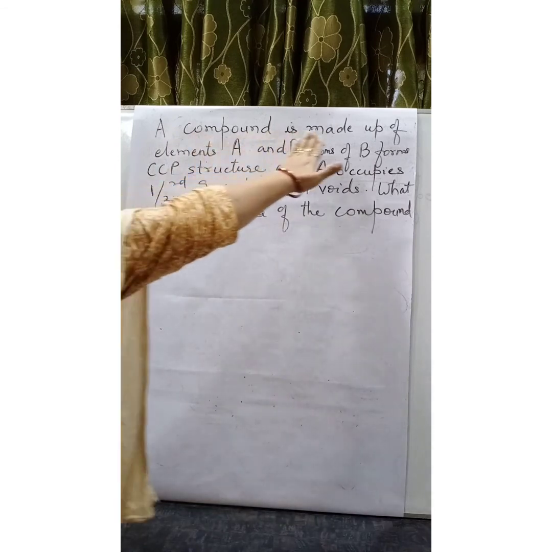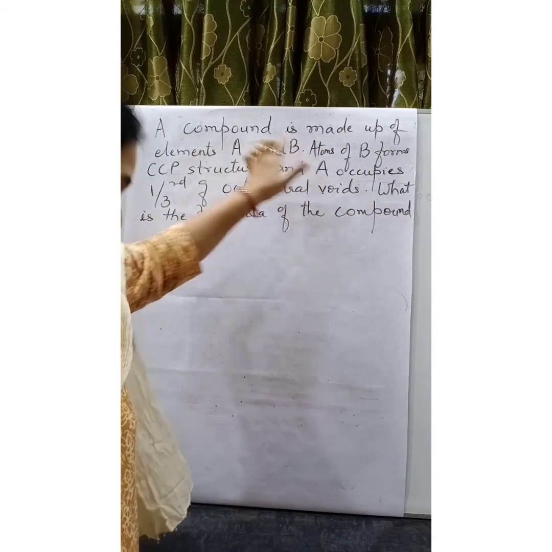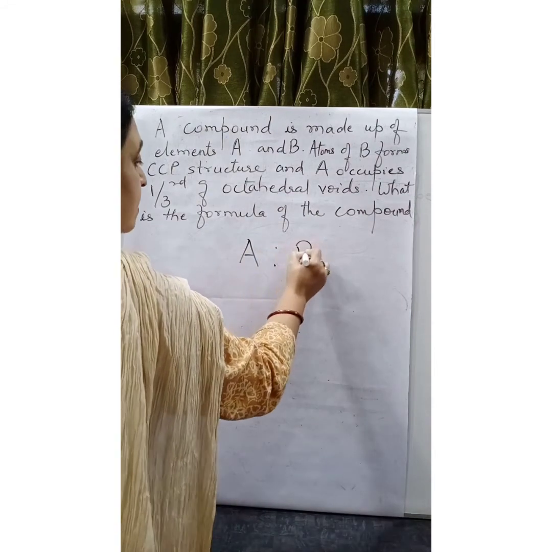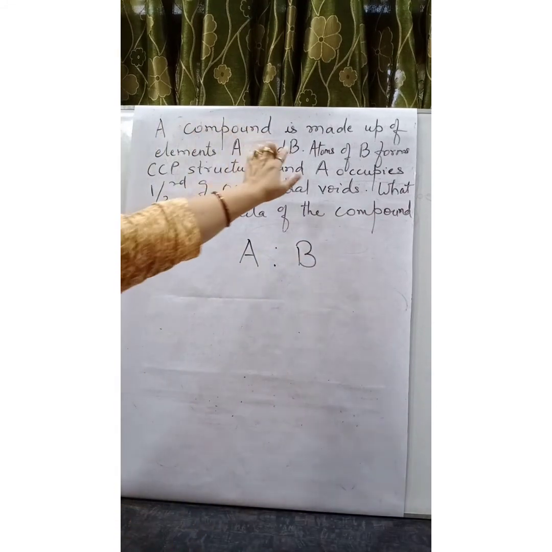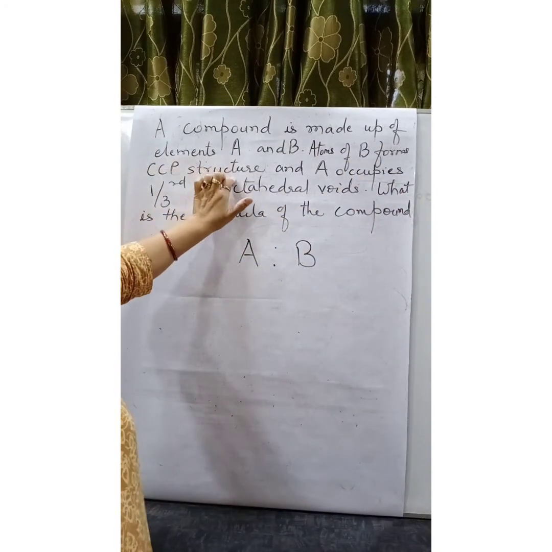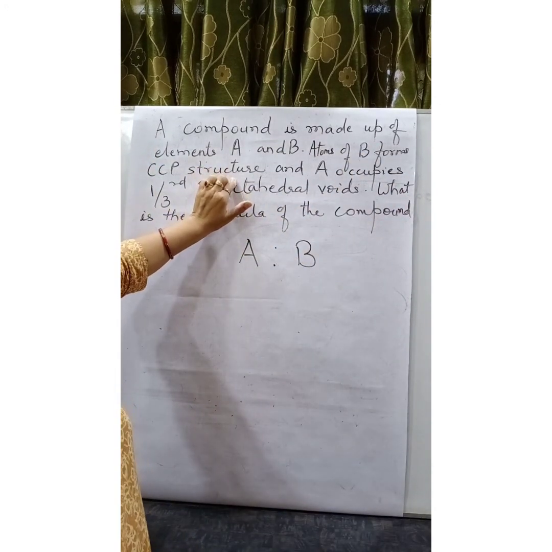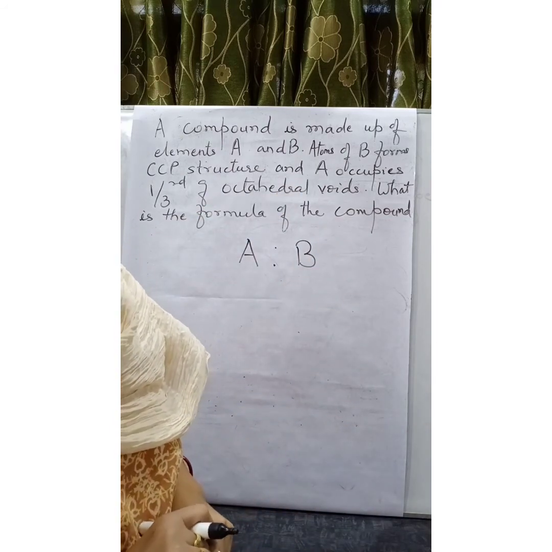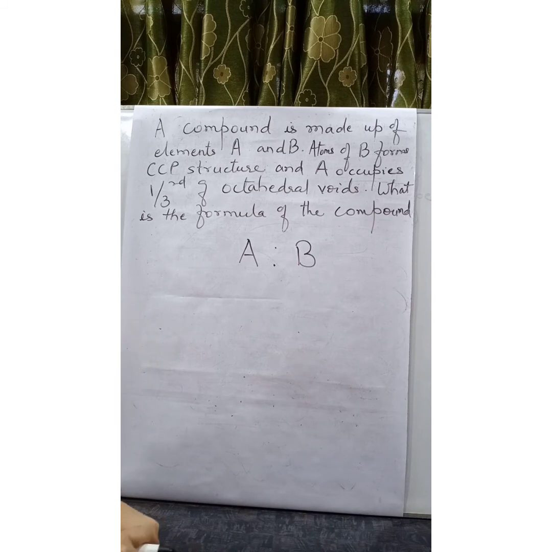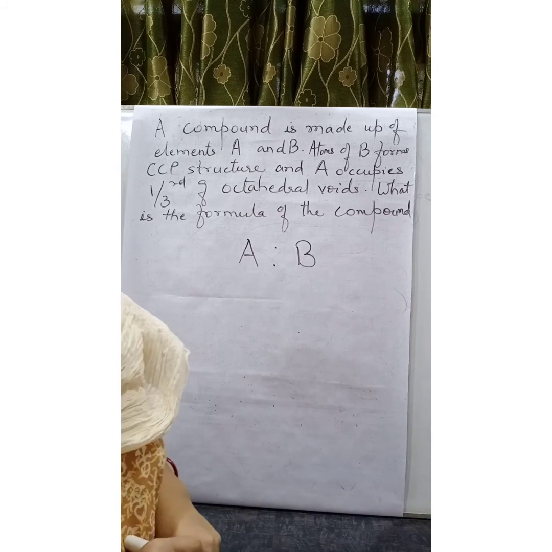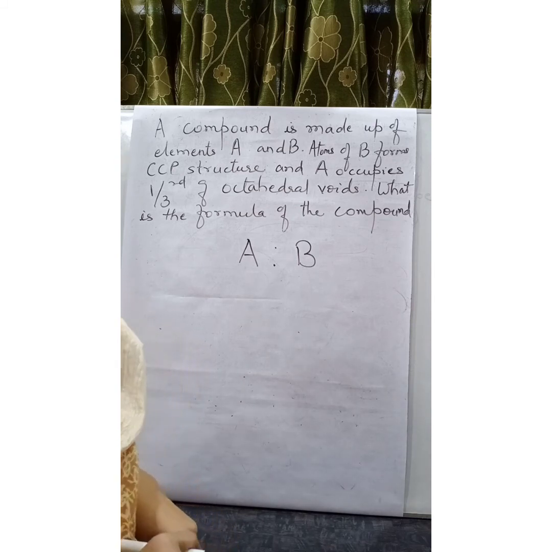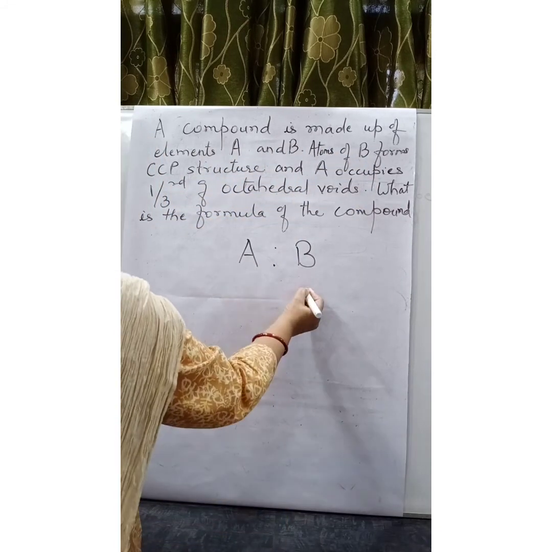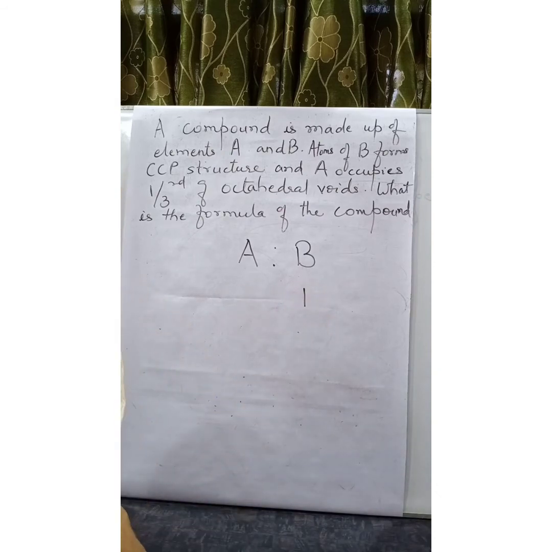A compound is made up of elements A and B. That means we are having element A and element B which form the compound. Atoms of B form CCP structure, cubic close packed structure. So for that purpose the corners need to be occupied and each corner gives 1 by 8 atom to the unit cell. So 8 into 1 by 8 makes it unity. So who is forming the CCP structure? B is forming the CCP structure. So let us take B as unity.